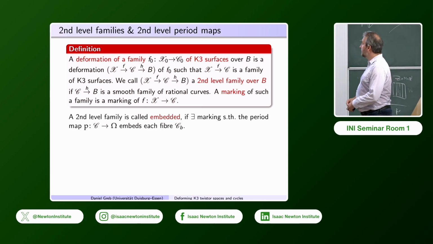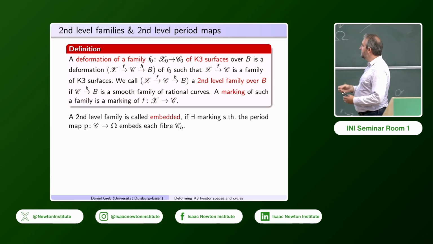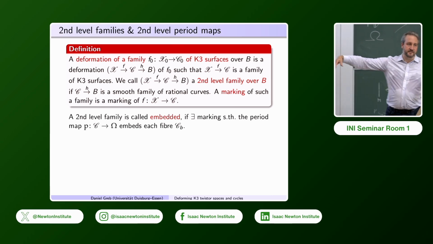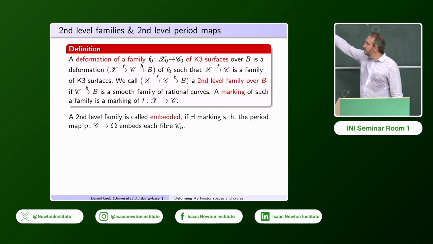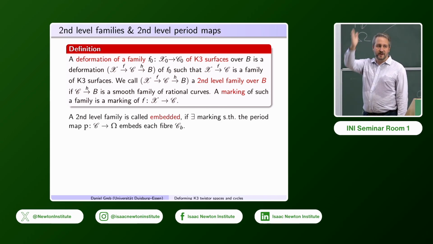I will draw a picture on the next slide. So I call such a second level family embedded if there exists a marking such that, if I forget about the B and you just have a family curly X to C, and I said for every point here the fiber needs to be a K3, so I can just forget that this fiber is over B and assign the period point here. So I have a period map going from the middle, C, to the period domain, and I just ask it to be an embedding if I restrict it to any of the P^1 fibers that I have in C.